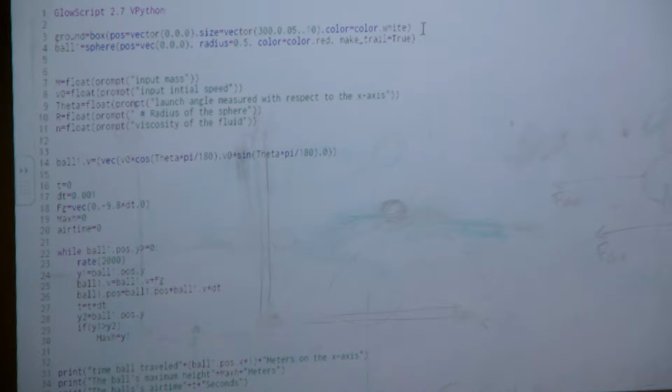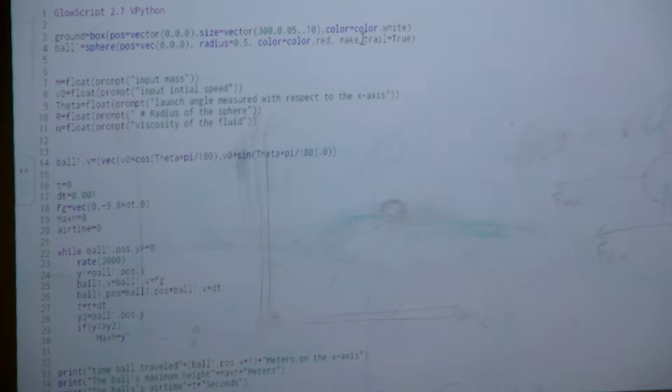So here's our code. We have the ground. The ground is the creation of our launch pad. And then we have the ball. The position is 0, 0, 0, radius is 0.5, and the color is red.